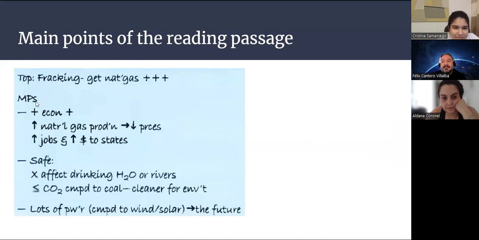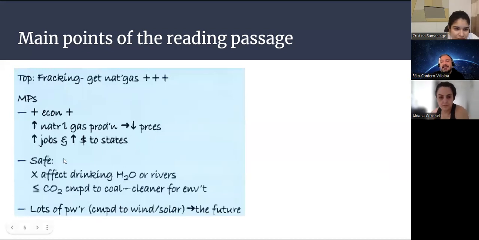Main points are that it is good for the economy, that it increases natural gas production and decreases prices because there is more supply. It increases jobs and increases money that comes to the states, right?